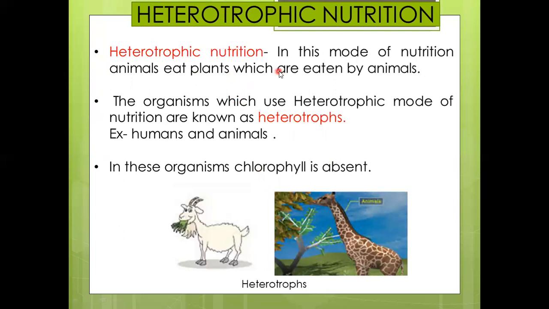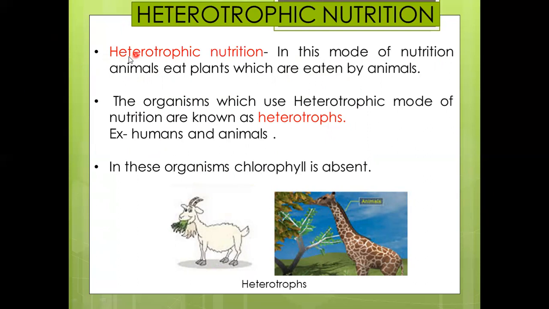Heterotrophic nutrition. In this mode of nutrition, animals eat plants which are eaten by animals. You can't understand this so easily. Herbivores, carnivores, omnivores, all of them use this mode of nutrition as they cannot prepare their own food. So in this mode of nutrition, this happens. I'm going to explain to you how and why.